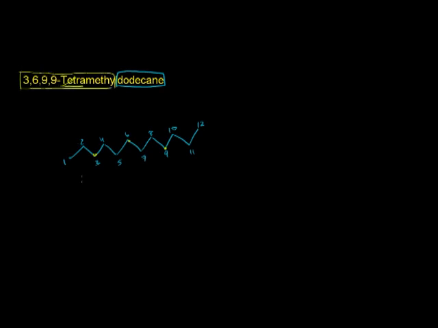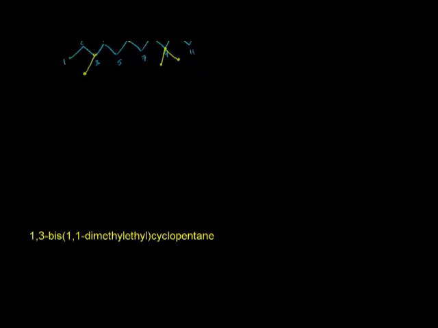So we have 1 methyl group at 3, and then that is bonded with the 3rd carbon on the dodecane chain. We have 1 at 6, bonded to the 6th carbon on the dodecane chain. And then we have 2 at 9. So that's 1 at 9, and then we have another 1 at 9, bonded to the 9th carbon on the dodecane chain. And we're done. That's it. That's 3699 tetramethyl dodecane. Let's do another one.